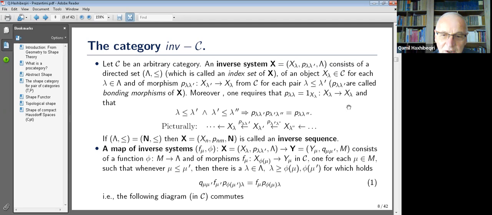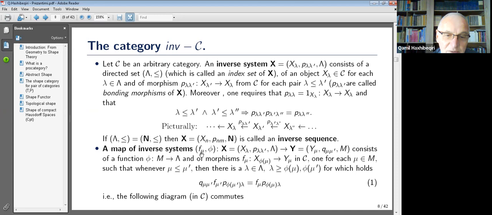If Λ is equal to the set of natural numbers with usual order, then (X_λ, p_λλ', Λ) is called an inverse sequence.